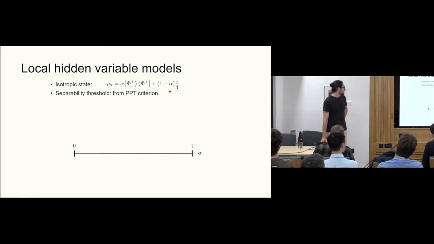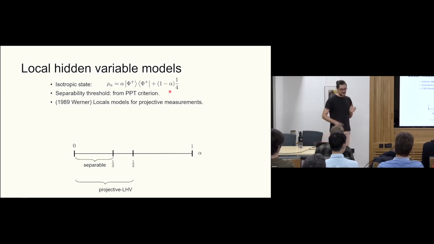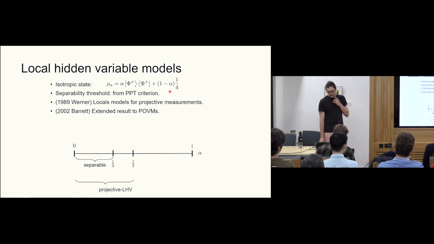By just applying the PPT criterion, you can see that this state is separable below 1/3 for this visibility. Then Werner in '89 showed that if you assume projective measurements, you can build a local model up to 1/2. Building a local model means you can never violate the Bell inequality in this range. Then Barrett extended this to POVMs, but less robustly: you don't get up to 1/2, but 5/12. And from then to now, there were many more results which improve on these numbers.